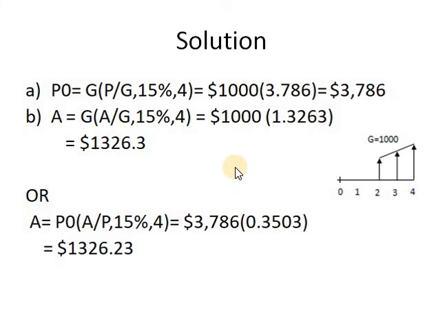Or if you want, you can get benefit of part A, where I already got P0. So if you know P0, can't you get its annual equivalence? So you will say A equals P into A knowing P, i, N, and you will be getting the same answer. You see, that's why I keep telling you that there's no single method of solution.